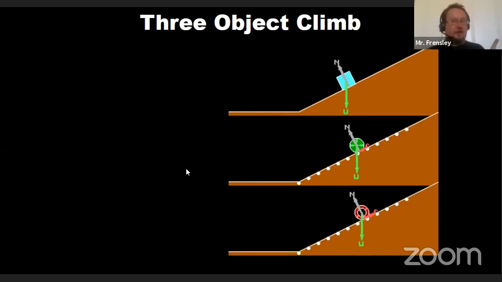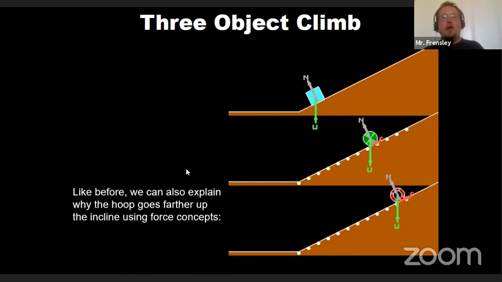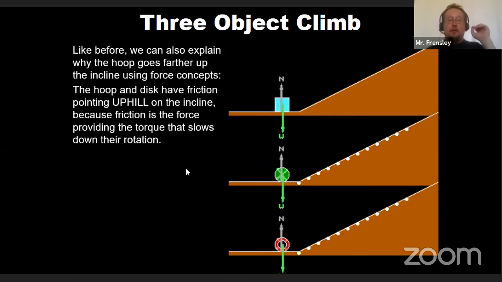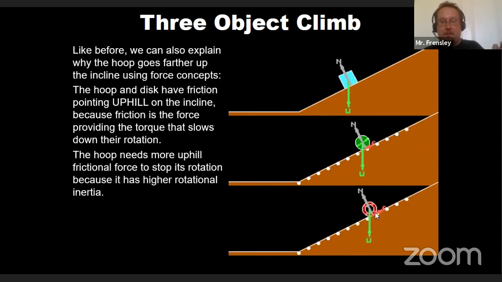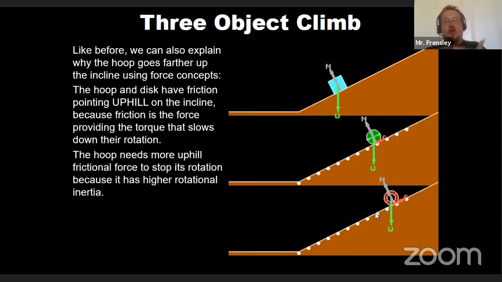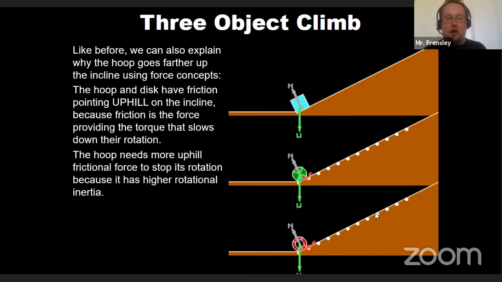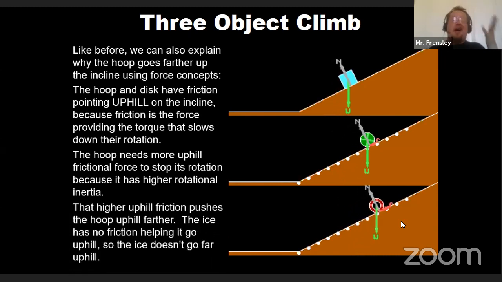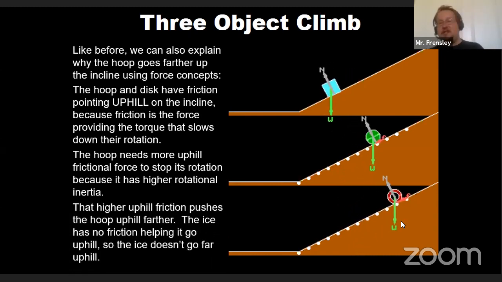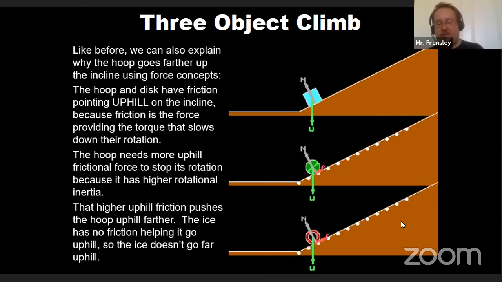Once again, we can talk about this in terms of forces. Do you remember yesterday when we said that friction always points uphill when an object rolls on an incline without slipping? Well, the hoop has more friction uphill because it needs more torque to slow down its huge rotational inertia. And then the ice has no friction helping it at all. So the ring goes farther up the hill because it has more friction helping it up the hill. But the friction isn't thinking, I'm helping the ring. The friction's thinking, I'm trying to slow down the ring's rotation, and this is hard to do.